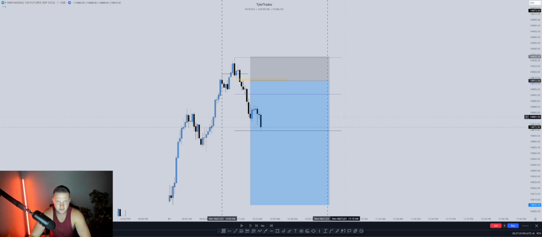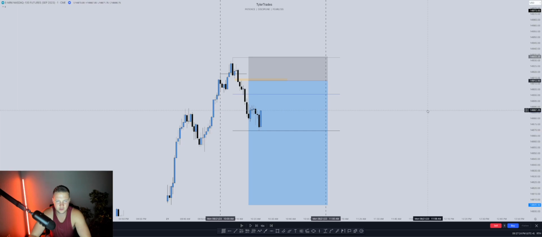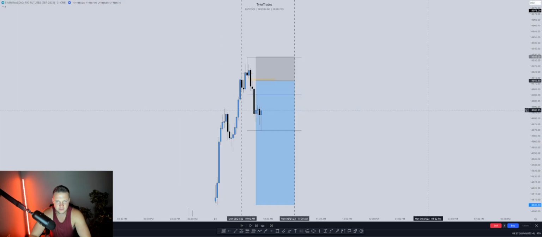Extending this out. Now we're starting to see price work down into here, which is very nice to see. See if we start working back up, guys. Go into the 2-minute time frame. We do have this fair value gap right here.